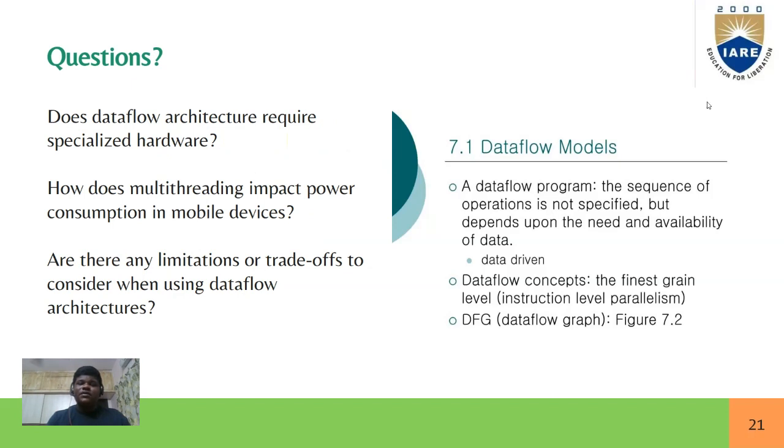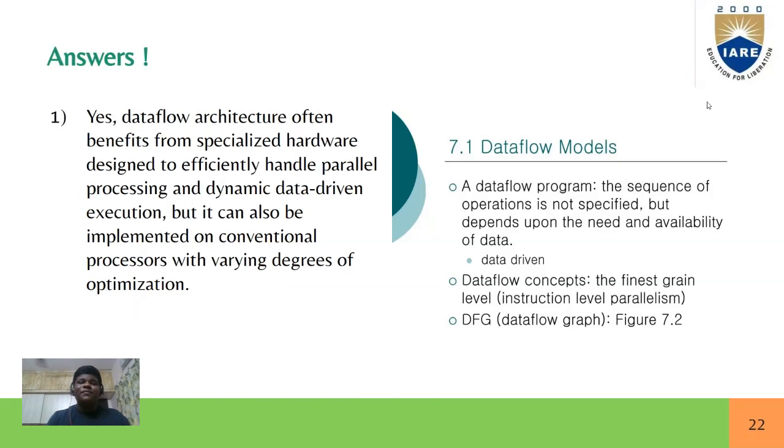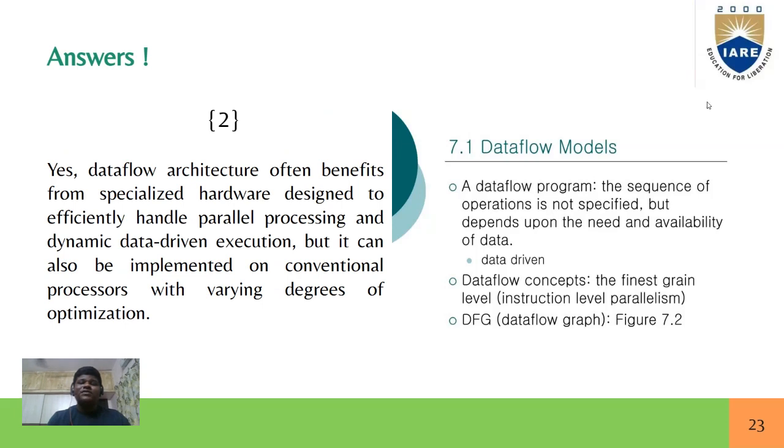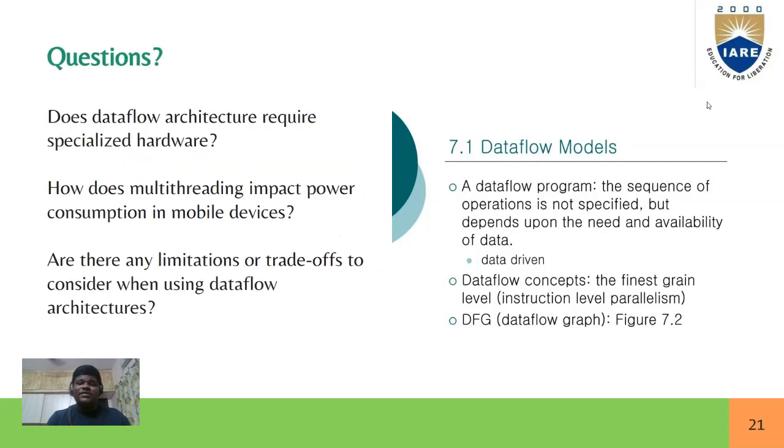The second most common question is, how does multithreading impact power consumption in mobile devices? Yes, data flow architecture, so in this parallel processing, the dynamic data execution, can be implemented on conventional processors with varying degrees of optimization.